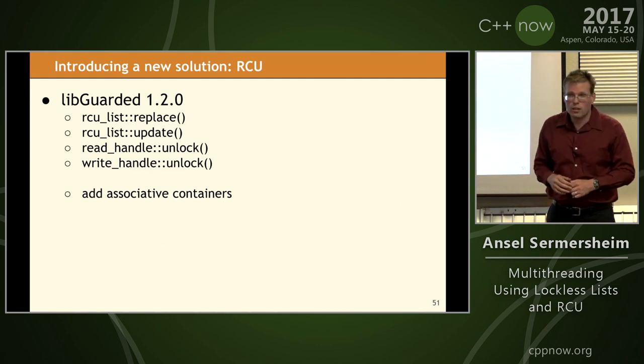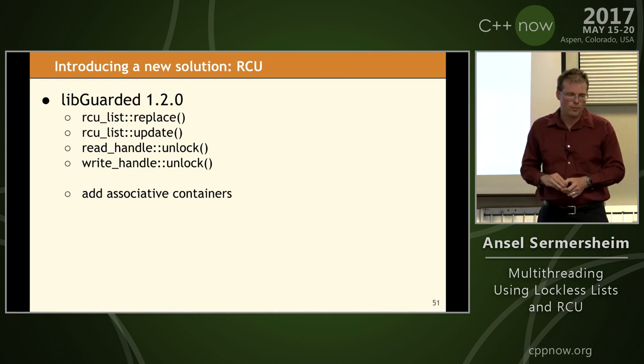So where is libGuarded going soon? Well, replace and update would be very useful methods to have in RCU list. Their implementation is not tremendously challenging, but they weren't needed for this particular application, so they haven't been implemented yet. The ability to unlock read handles and write handles before their scope exit is just a small optimization that I'd like to make in the definition of the read handle.